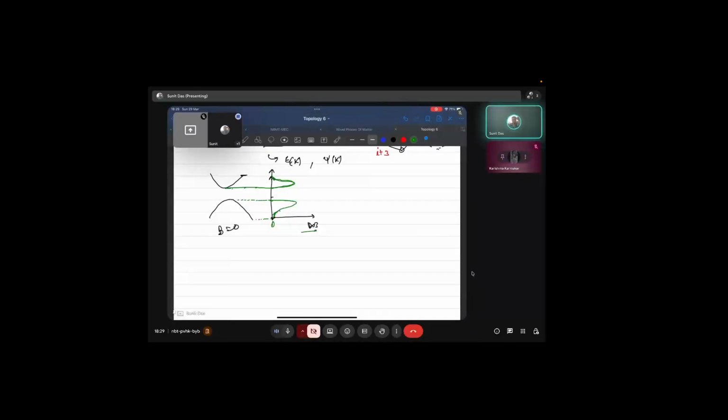So this is the no disorder case, when you have no disorder. Now when you have some disorder in the system, what happens is that this density of states gets broadened. So something like this.